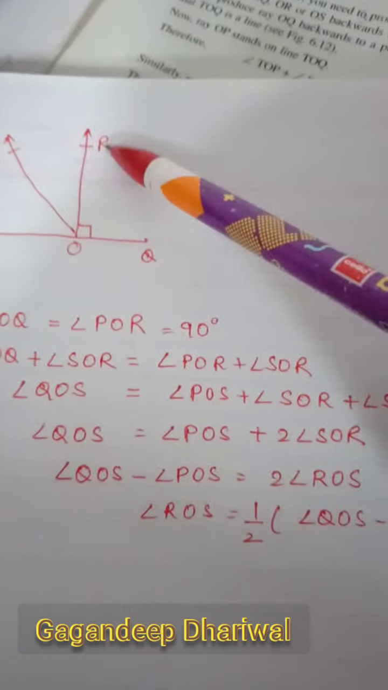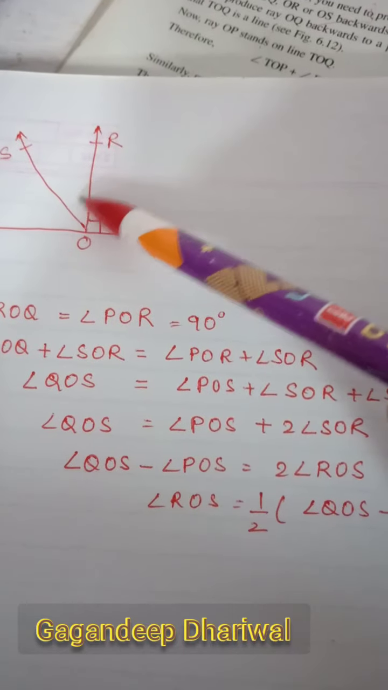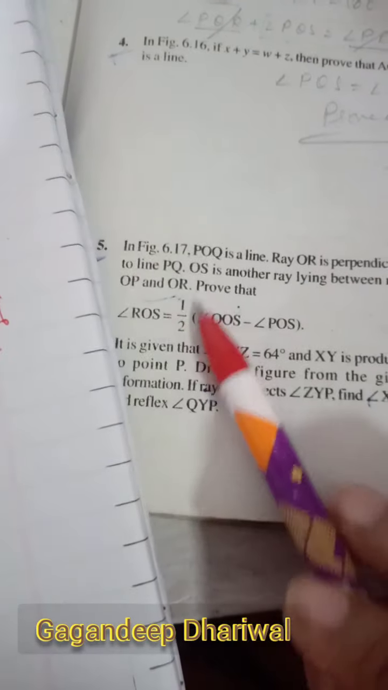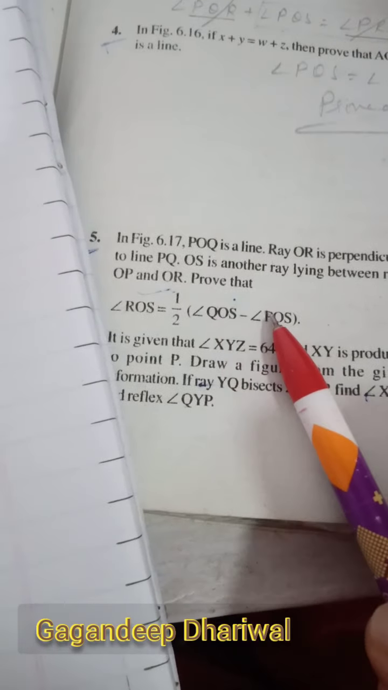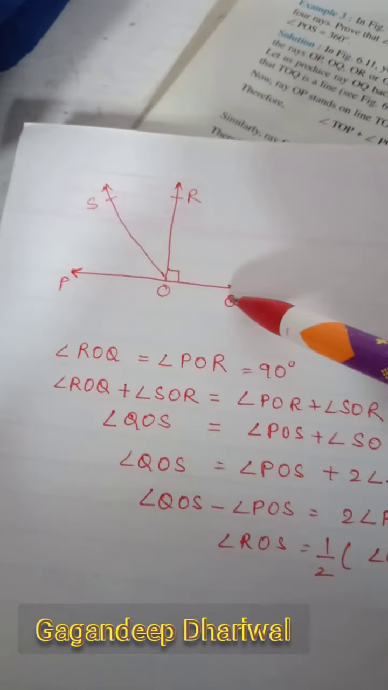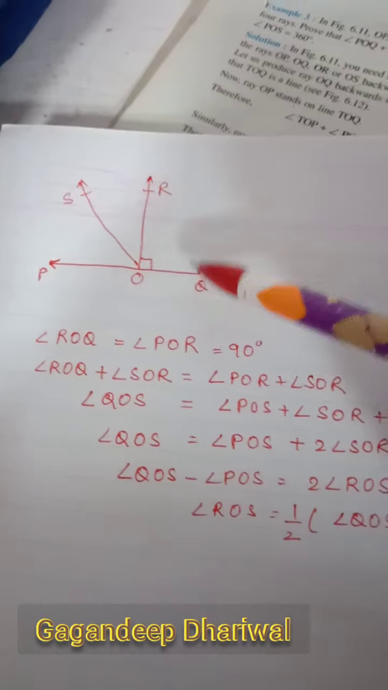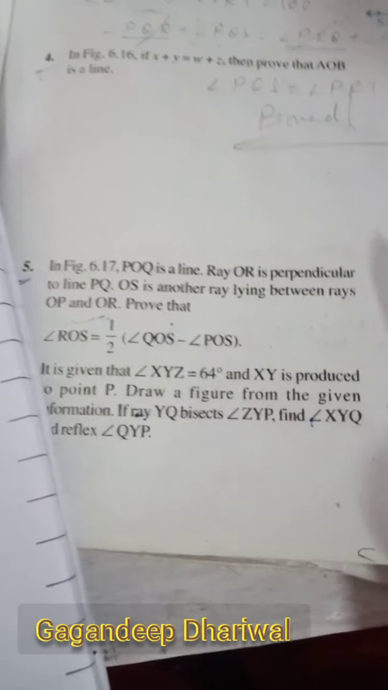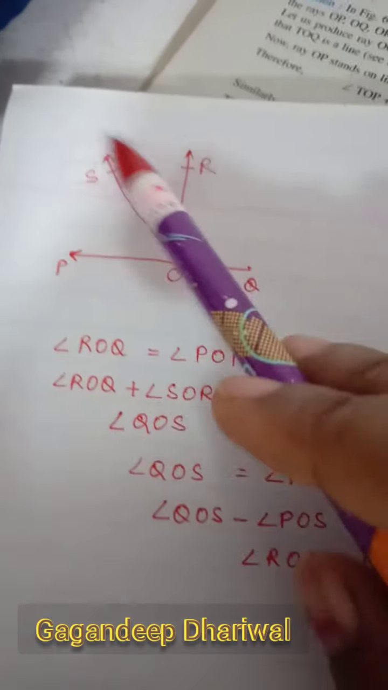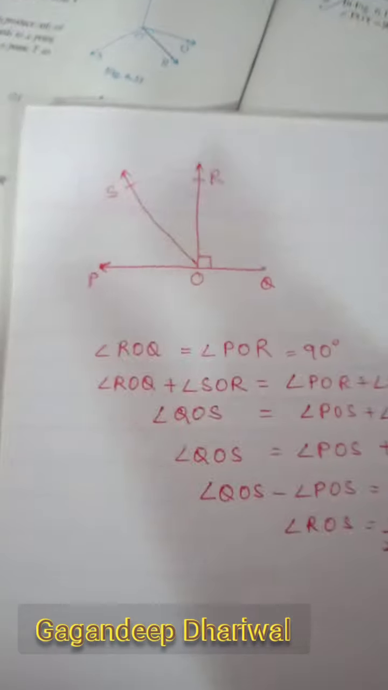Now you have to prove that angle ROS, this one, is equal to half of angle QOS minus angle POS. Now what we have to do in this?